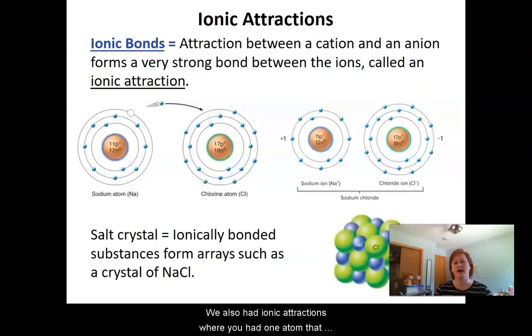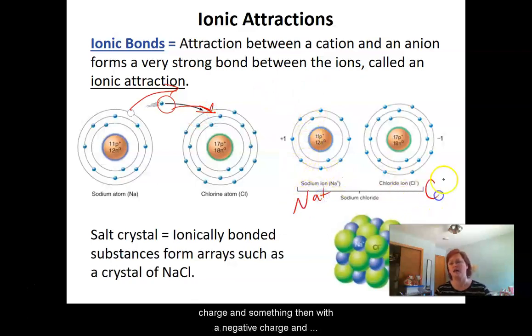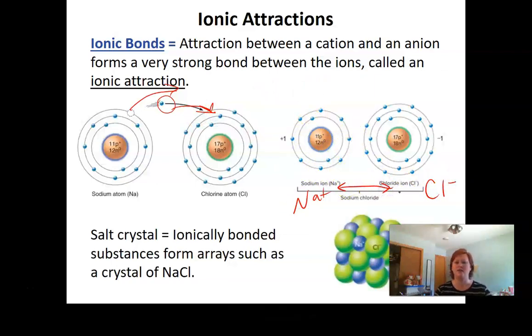We also had ionic attractions, where you had one atom that got rid of its extra electron. That electron got grabbed by somebody else who needed one, and you ended up with something with a positive charge and something then with a negative charge. And then those opposite charges are going to be attracted to each other. So we see this typically in salts.